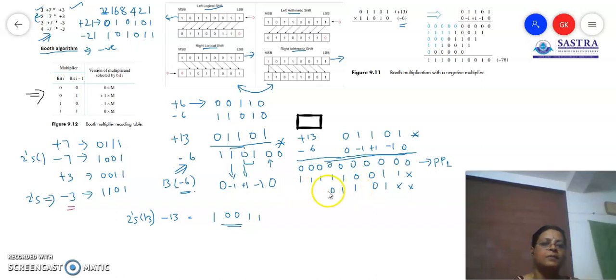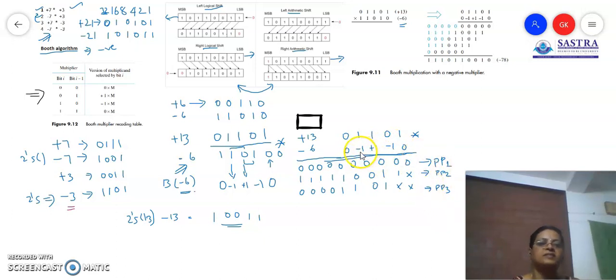Then all the remaining bits should be copied with the sign bit. So the sign bit is 0. So you will be having 0, 0, 0. So this is going to be my partial product 2 for the second bit, and this is going to be partial product 3 for the third bit. Of course, we have a 5-bit multiplier, so we have to write 5 partial products.